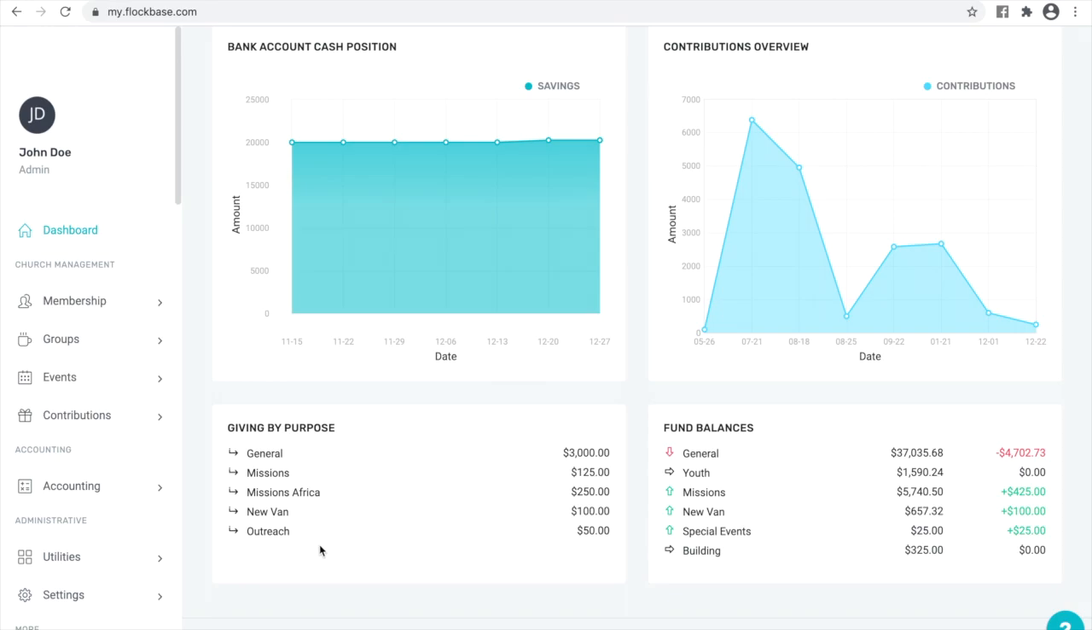Next to that is our running total in each fund. These numbers are not limited to this year, as FlockBase is designed for fund accounting, so fund balances roll over from year to year. To the right of the fund balance, we either see a green number showing growth in that fund balance during this year, or we see a red number showing a decrease in that fund balance this year. This has been a brief overview of the FlockBase dashboard.